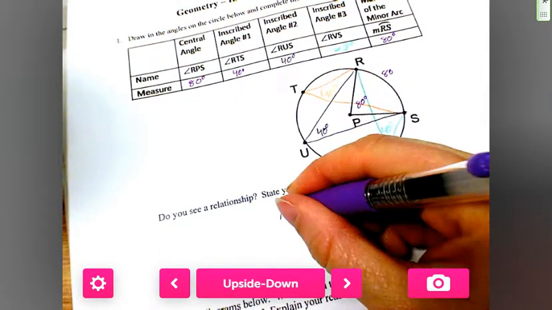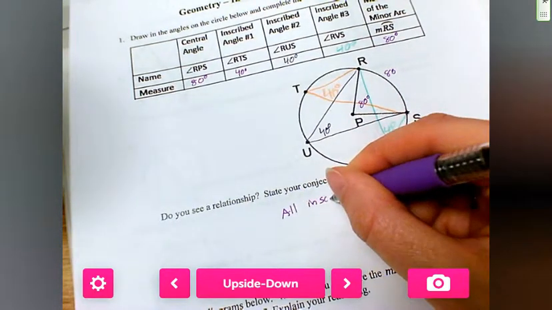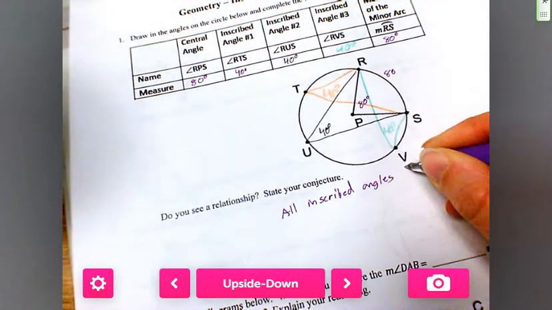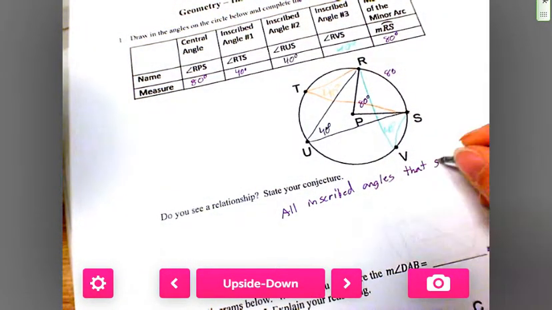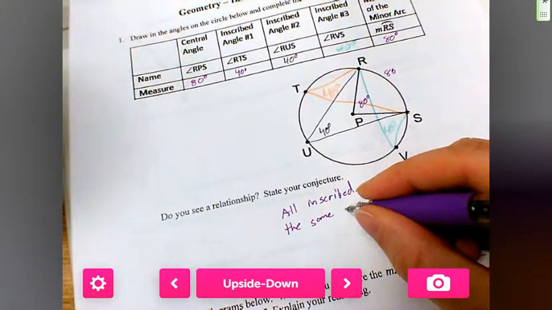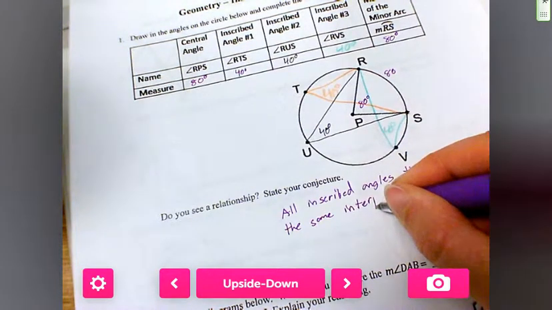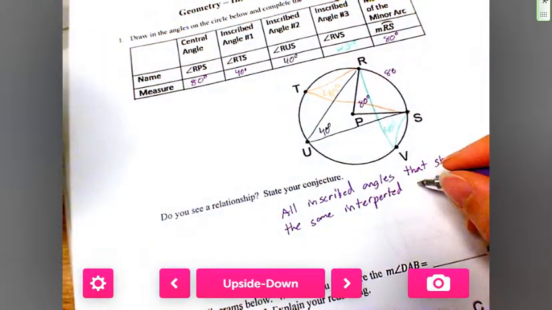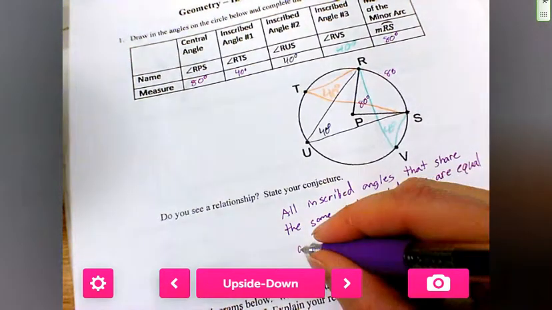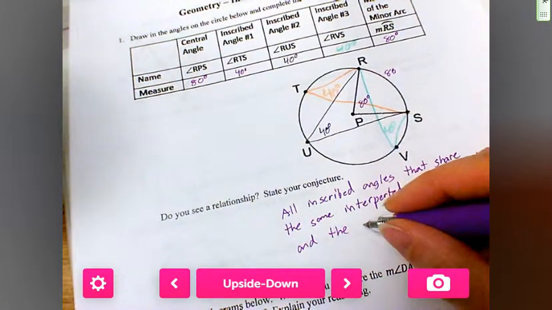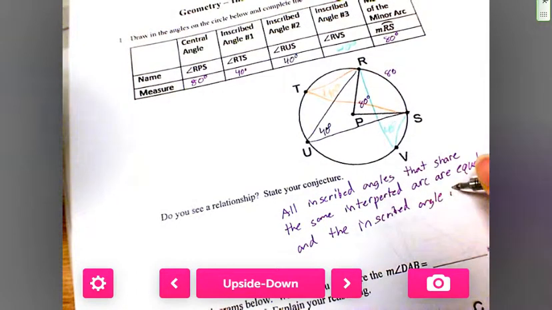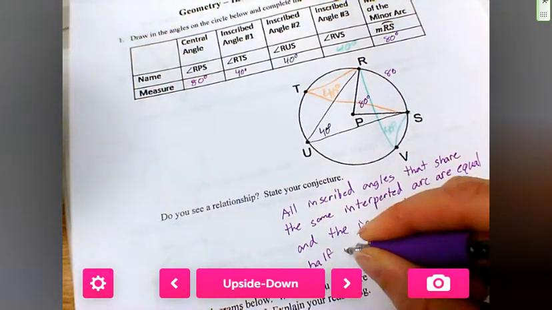All inscribed angles that share the same intercepted arc are equal, and the inscribed angle is half the intercepted arc.